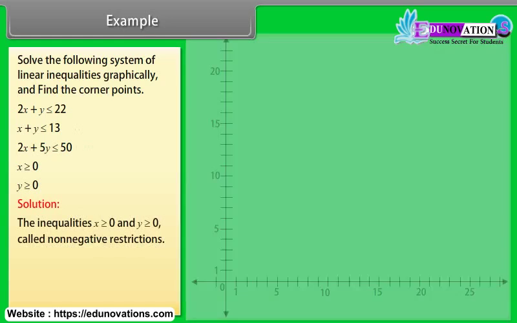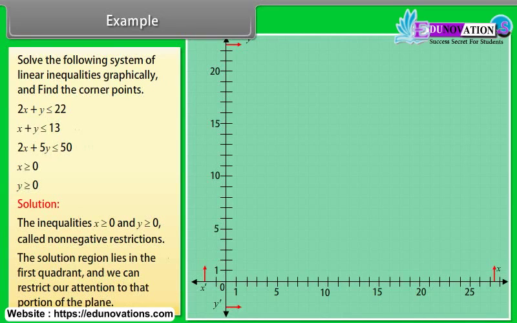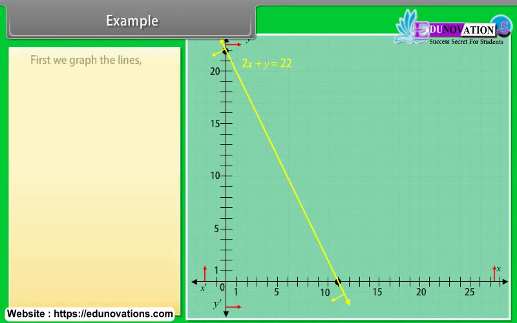Solution. The inequalities x greater than or equal to 0 and y greater than or equal to 0 are called non-negative restrictions. The solution region lies in the first quadrant and we can restrict our attention to that portion of the plane. First, we graph the lines as follows.